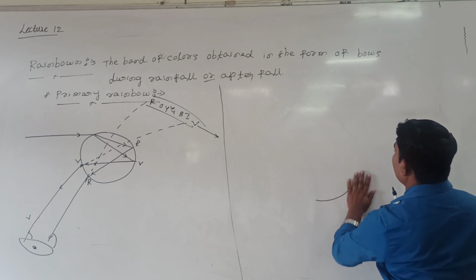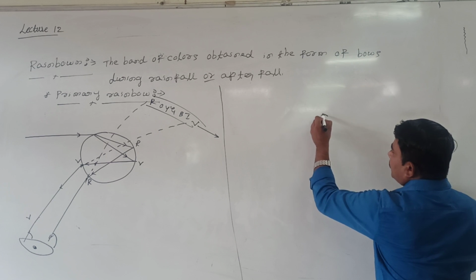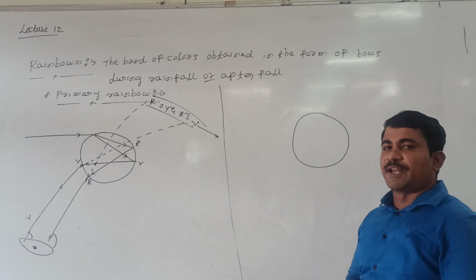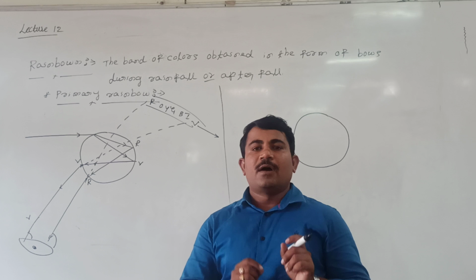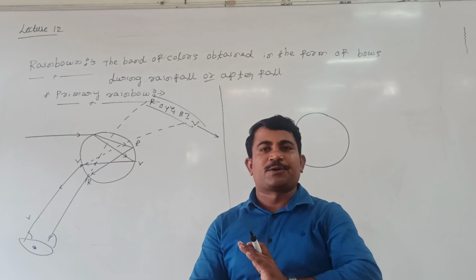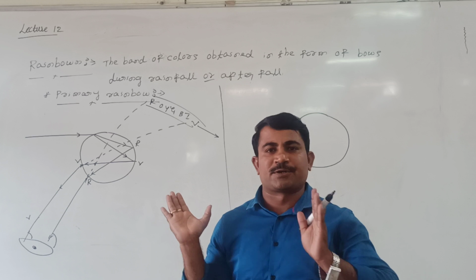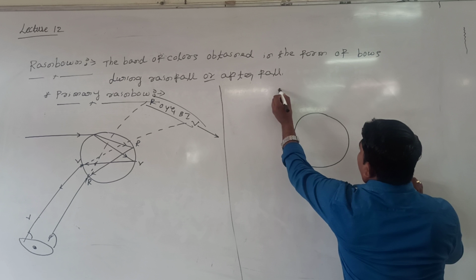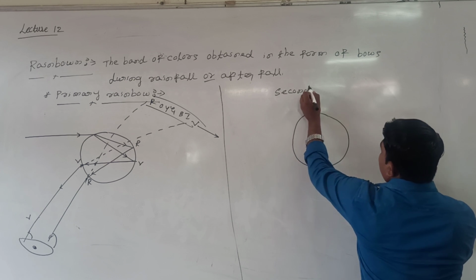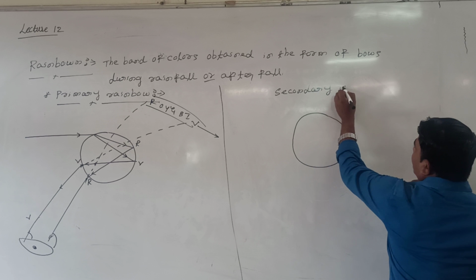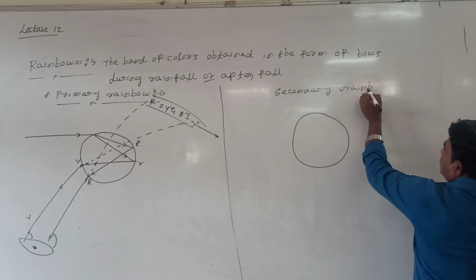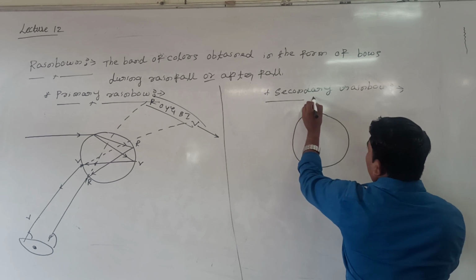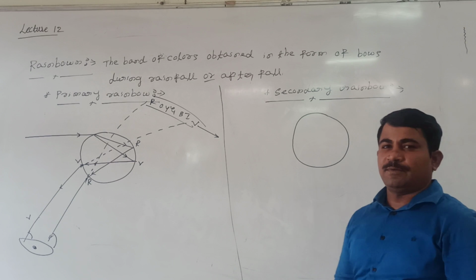For my convenience, I will take it here. This is a water droplet available in the sky. Right? The water droplet always acts as a prism. Now, a ray of light is not only coming from the top of the water droplet, a ray of light is also coming from the bottom of the water droplet. Look at me here. Now we'll discuss the secondary rainbow.